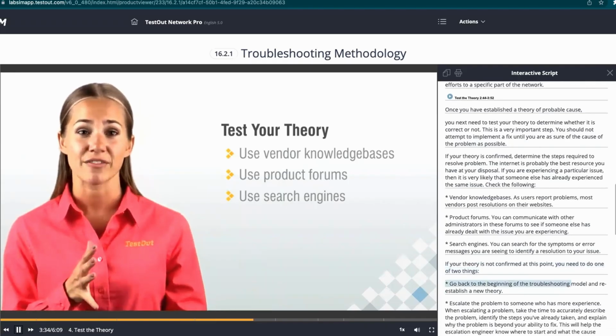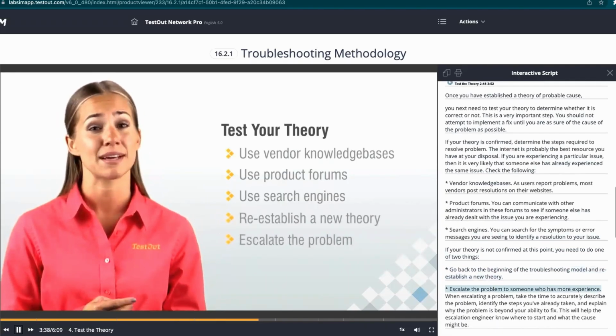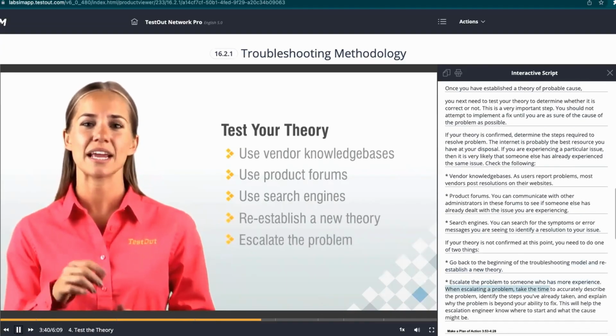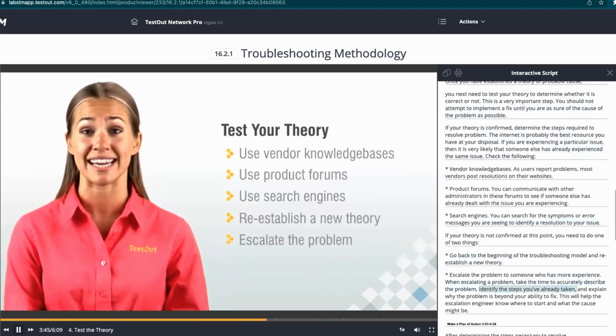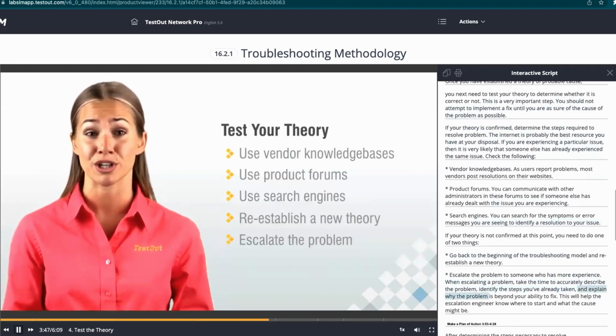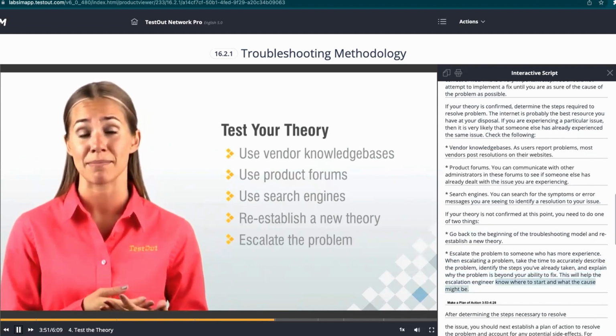Go back to the beginning of the troubleshooting model and reestablish a new theory, or escalate the problem to someone who has more experience. When escalating a problem, take the time to accurately describe the problem, identify the steps you've already taken, and explain why the problem is beyond your ability to fix. This will help the escalation engineer know where to start and what the cause might be.